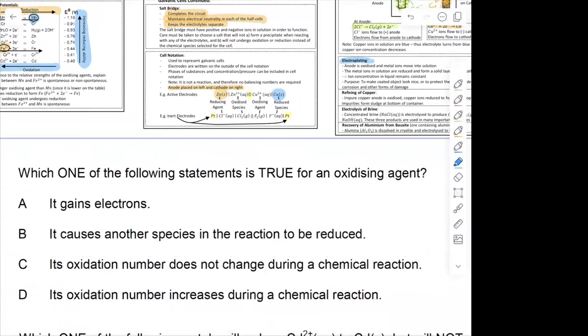All I want you guys to do on TikTok and on Zoom, just post the answer that you think is the right one. Post A, B, C, or D. I'm going to give you guys 2 minutes for that question.